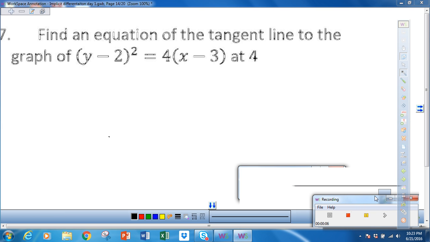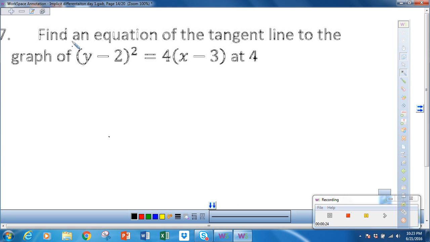So we need to find the equation of a tangent line. Remember, to find the equation of a tangent line, we need a point, an xy point, and we need a slope. The slope is the derivative, so let's go ahead and take the derivative of this. And we're going to take the derivative implicitly.